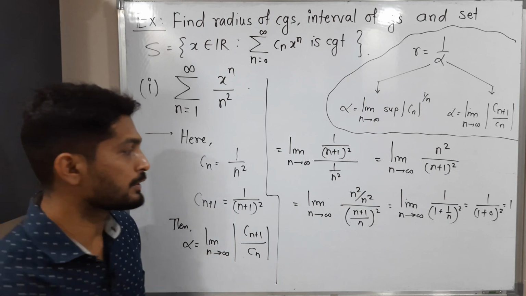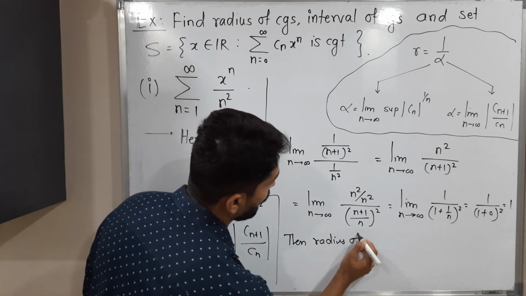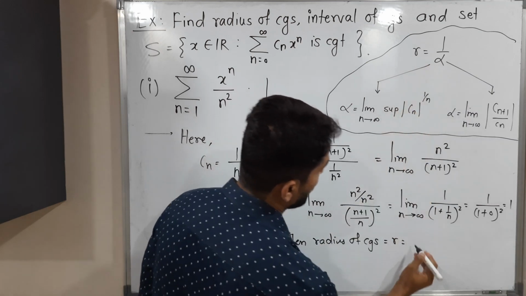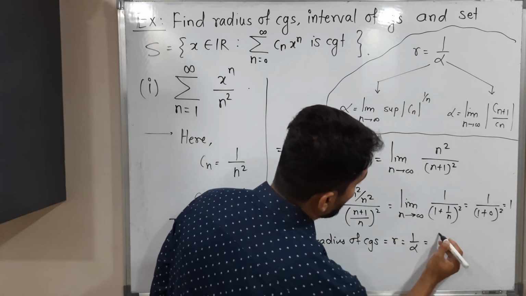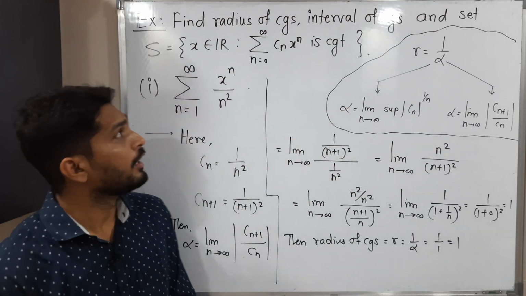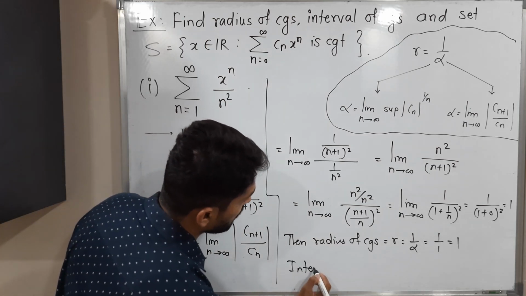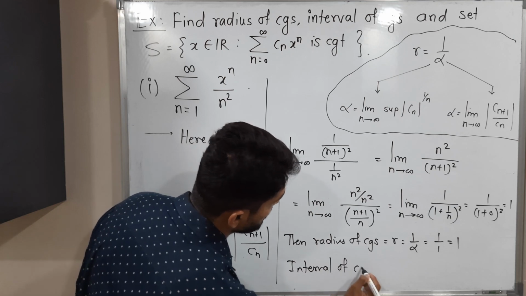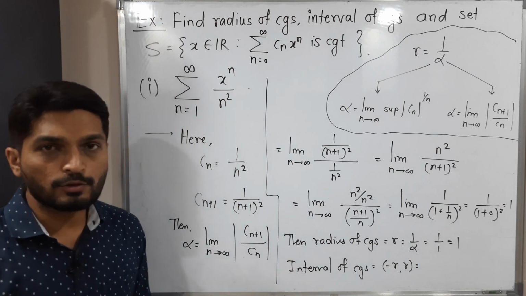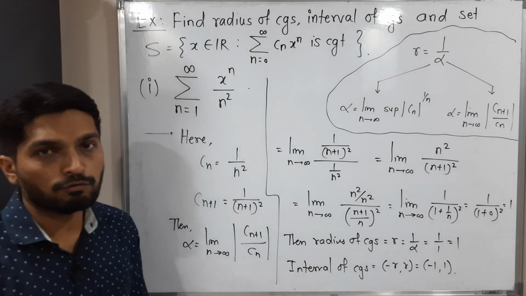So let us find the radius of convergence. We denote it by r and its formula is 1 by alpha. The value of alpha we have got is 1, so 1 by 1 is 1. So finally the radius of convergence is 1. After that we have to find the interval of convergence. It has a very simple formula, minus r comma r. Our radius of convergence is 1, so let us put minus 1 comma 1. This is the interval of convergence.